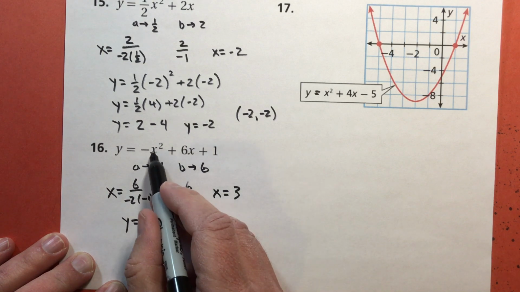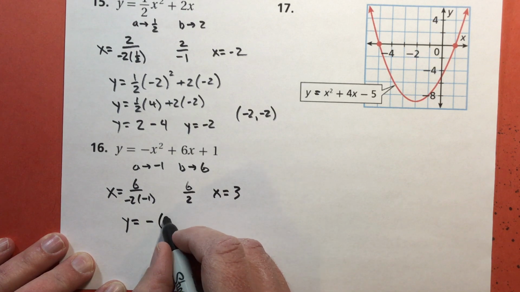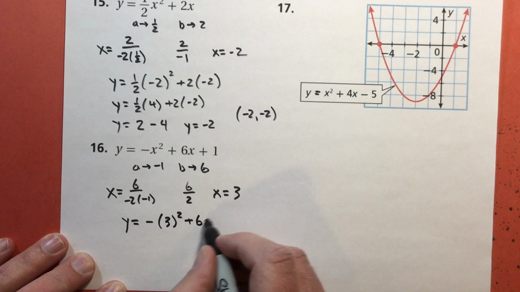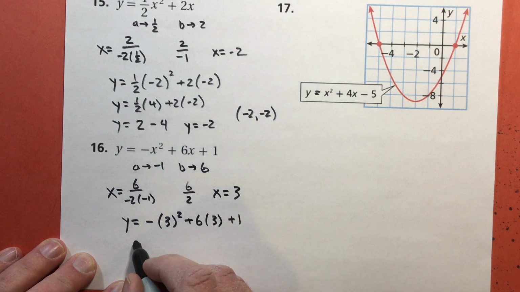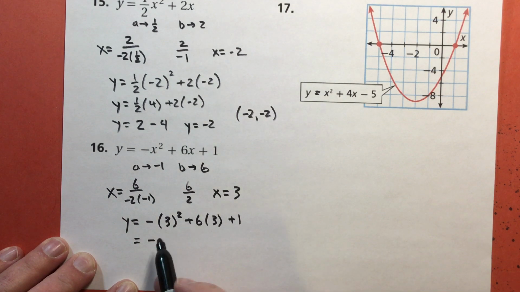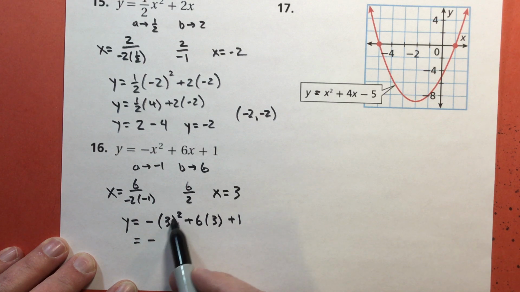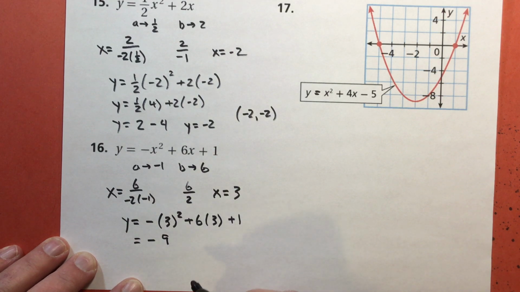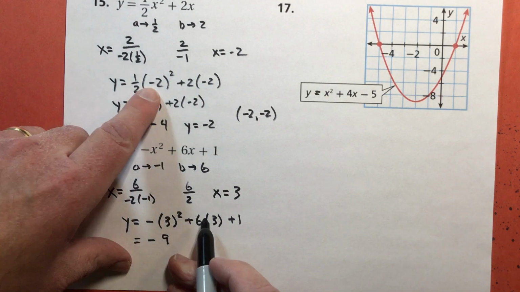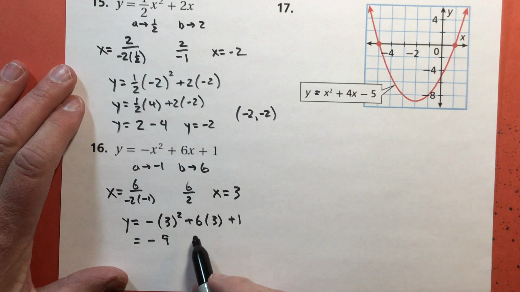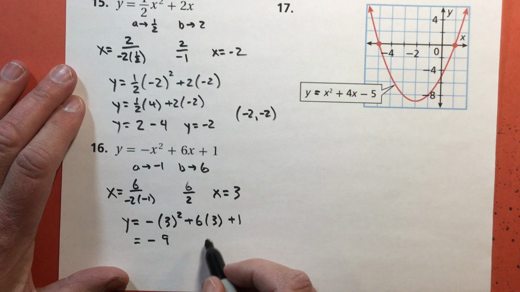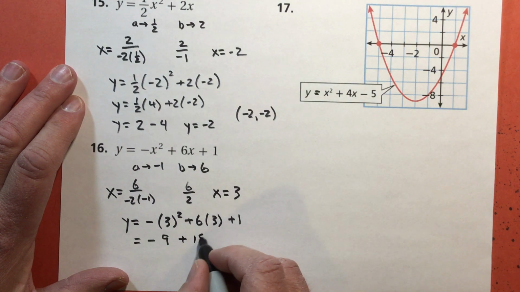I take that 3 and I replace it in for the x. So I get negative 3 squared plus 6 times 3 plus 1. Exponents first, and by the way, this is not negative 3 times negative 3. This is the opposite of whatever 3 squared is. 3 to the second power is 9, so the opposite of 9 is negative 9. Whether the negative is inside the parentheses or outside the parentheses is really important. 6 times 3 is 18 plus 1.